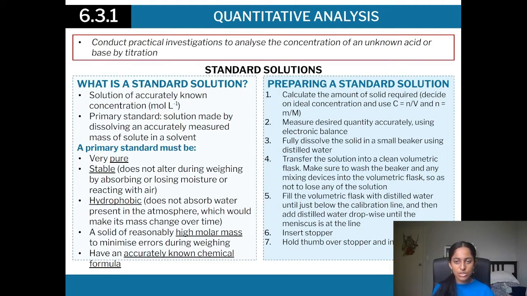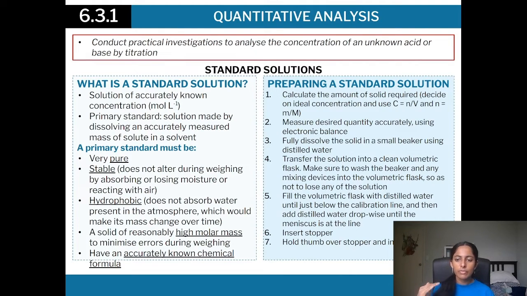When you're making a standard solution, firstly, get a proper primary standard. Then calculate the amount of solid that you need, and weigh it on an electronic balance. Then fully dissolve the solid in a small beaker using distilled water or deionized water, whatever you want to call it. Then transfer that solution into a volumetric flask. You can clean the volumetric flask using water before you put the solution in, just so you're not contaminating anything.